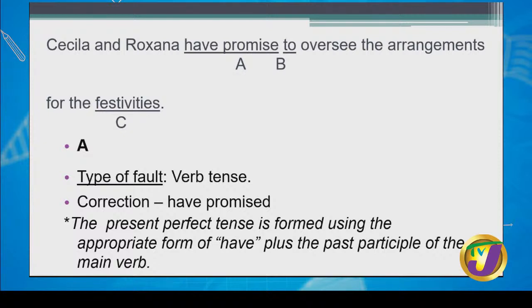So if it had been one individual, you would have said has promised as opposed to have promised. So you'd use has or have promised. And then you use the past participle form of the root verb. So you should have promised. So please remember, you do not use it without the D on the end.